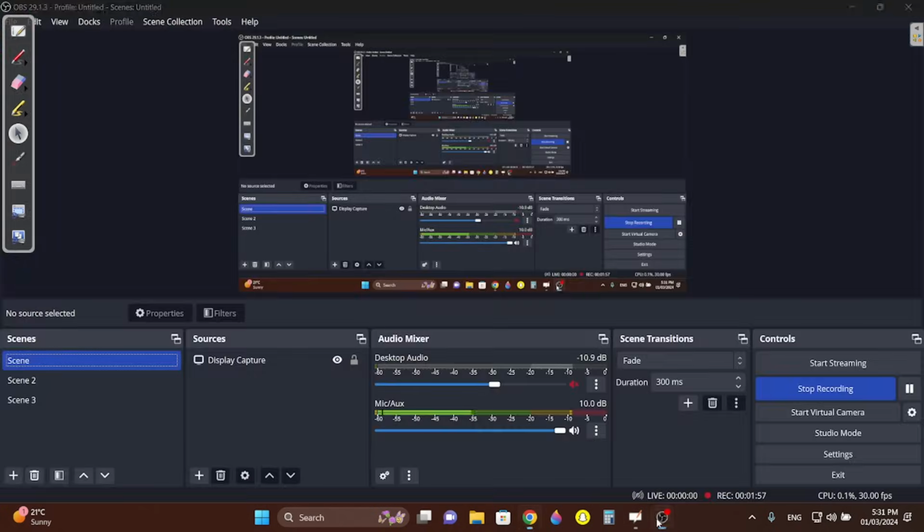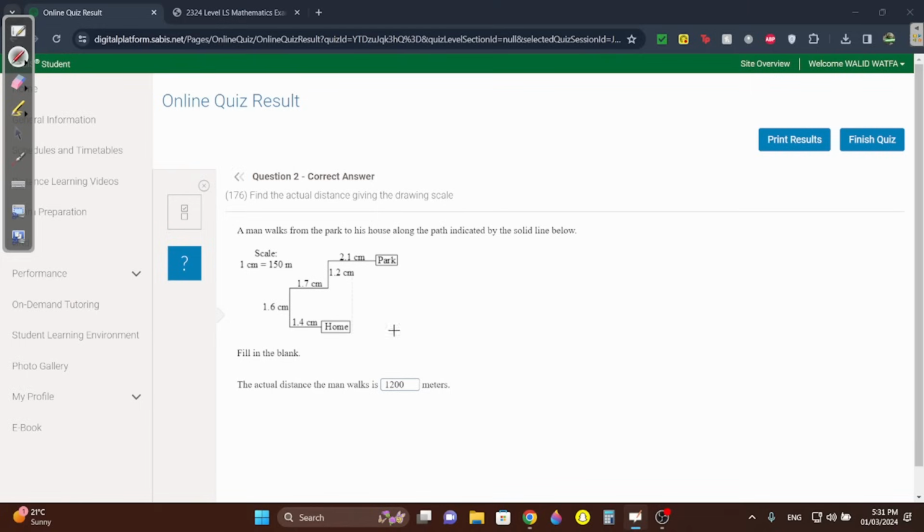Question 2. The man walks from his home to the park. They want to know the actual distance, and they give you the scale: 1 cm is 150. First you have to add these up. Once you add them up, you get 8 centimeters for the total distance. But if each centimeter is 150, we have to know how much the distance actually is. 8 centimeters times 150 gets you 1200. That's it.